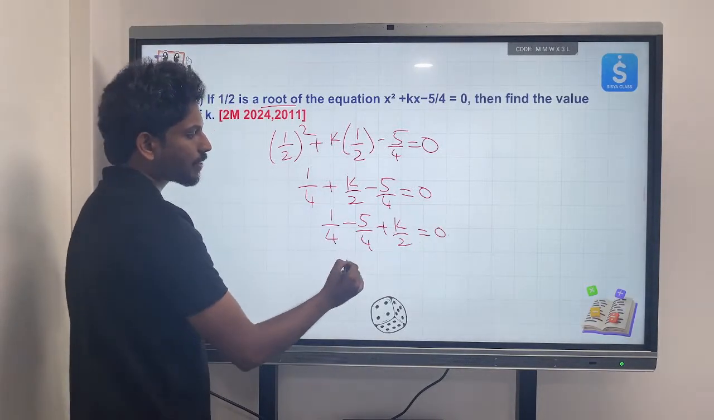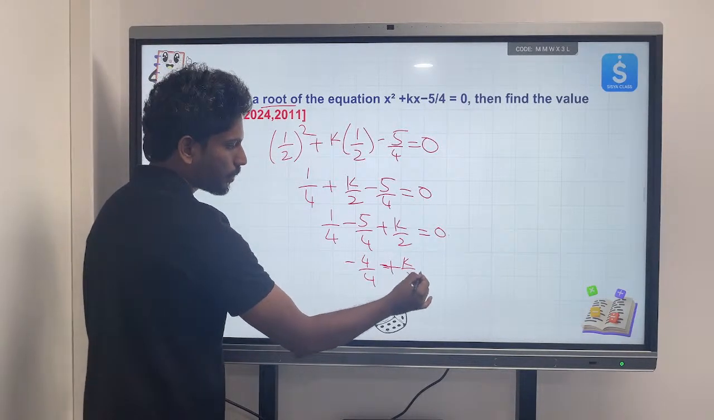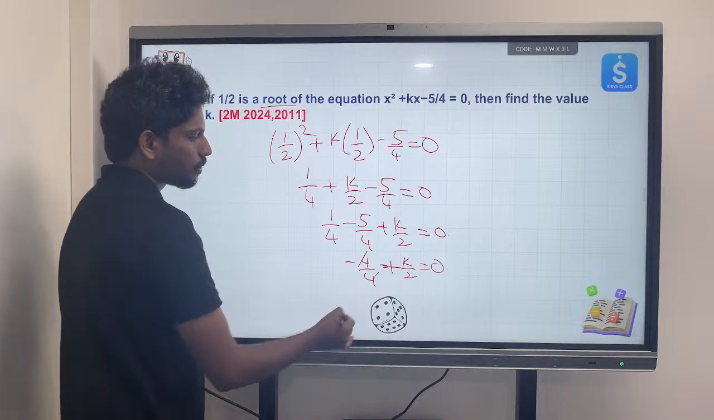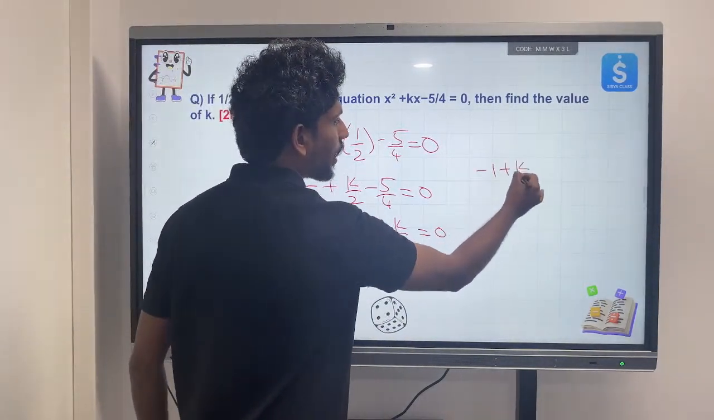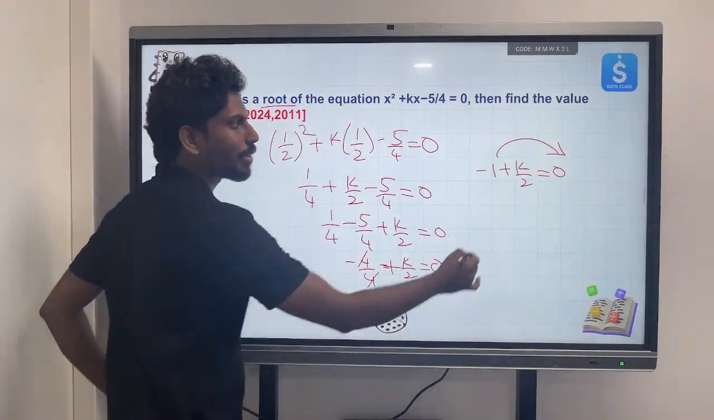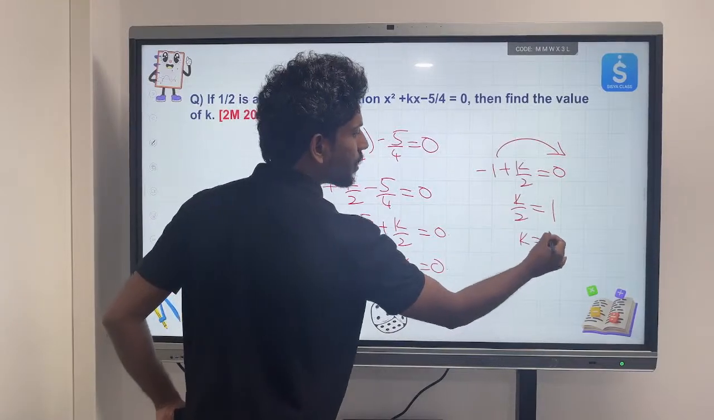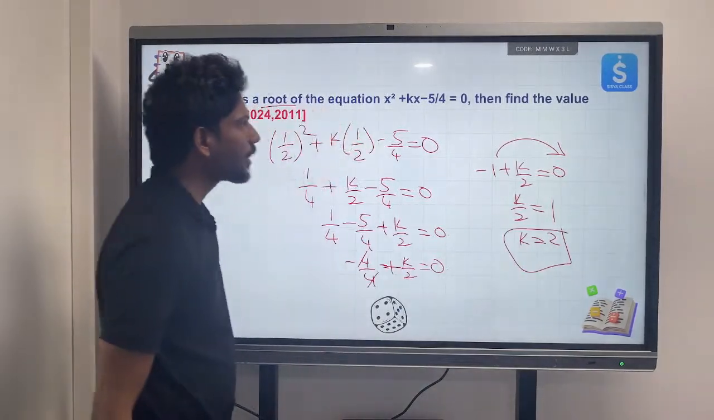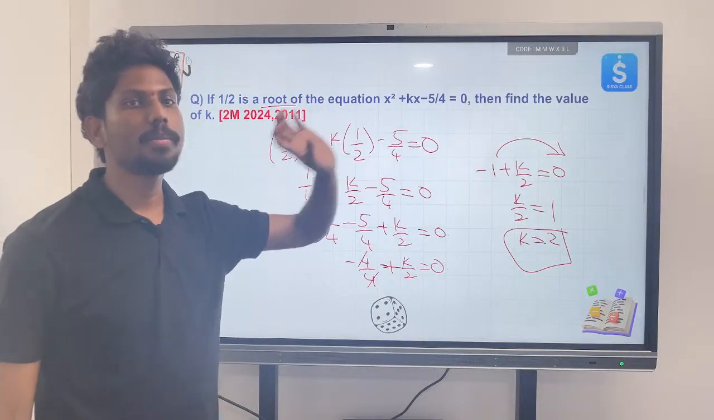So 1 by 4 minus 5 by 4 plus k by 2 equals 0. What is 1 minus 5? Minus 4 by 4 plus k by 2 equals 0. So 4 gets cancelled. So this will be minus 1 plus k by 2 equals 0. If I send minus 1 to the right hand side, what does it become? k by 2 equals 1, and k value is equal to 2. So simple, right? It is just a 2-mark problem. We have just solved it within a fraction of 2 minutes, right?